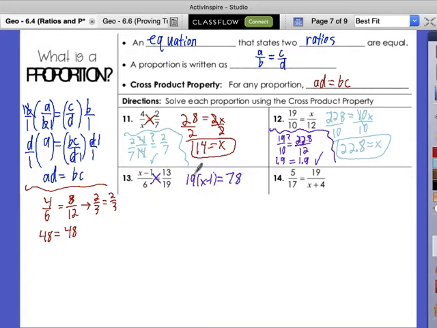Okay? And what do we need to do with this 19 and this x minus 1? Should be, right? So we can have 19x minus 19. So 19x minus 19 equals 78. And even though this is one more step than we had before, are we still able to solve this? Yeah, we still are, okay? So go ahead and finish solving that one.